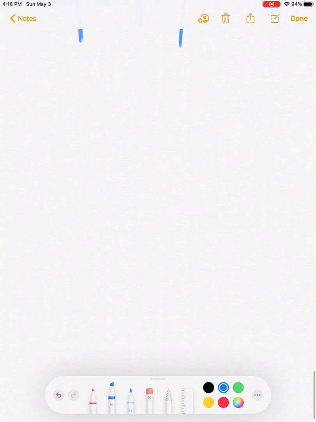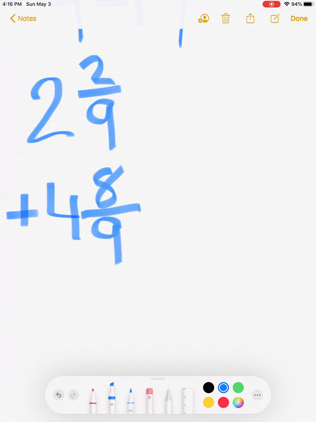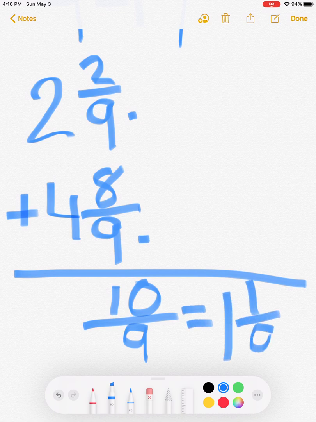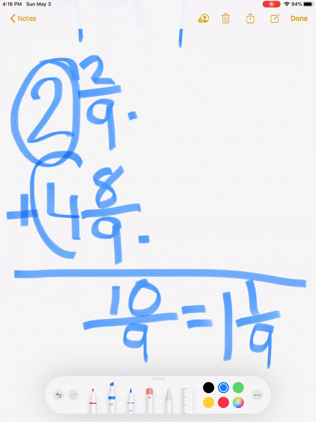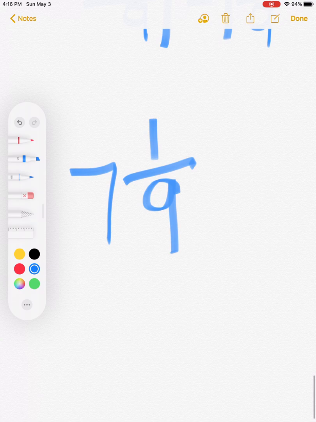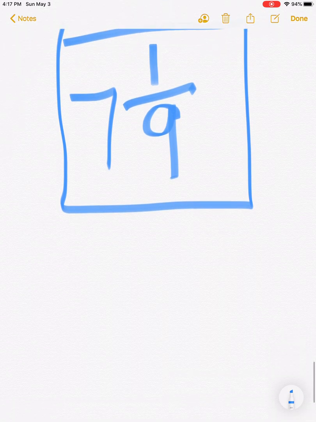You're going to be asked to add a mixed number. So if you have 2 and 2/9 plus 4 and 8/9, it already has a common denominator of 9. We can add 2/9 and 8/9 and get 10/9. But this is improper, so it becomes 1 and 1/9. And then we're going to add in the other whole numbers, 2, 4, 1, and that becomes 7 and 1/9. We've been going over this and over this.